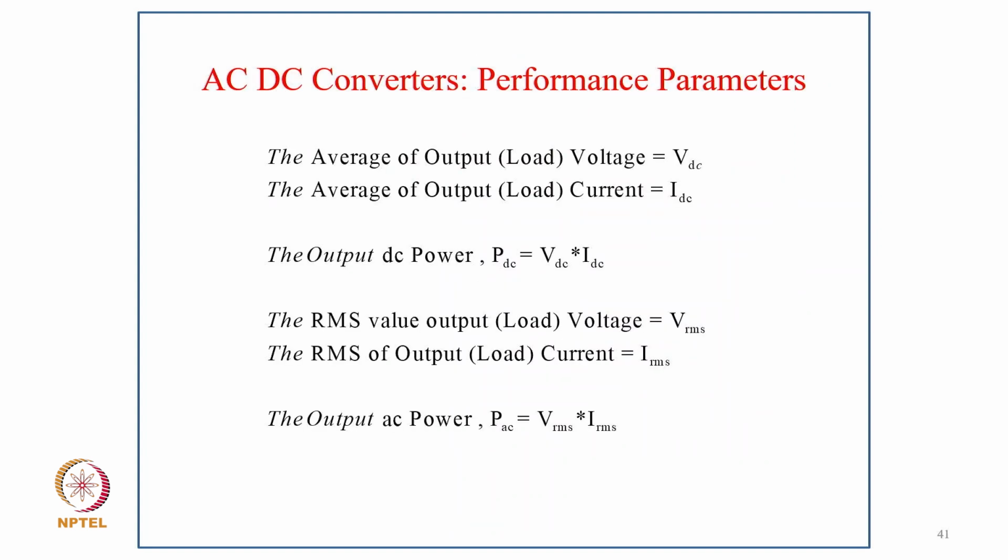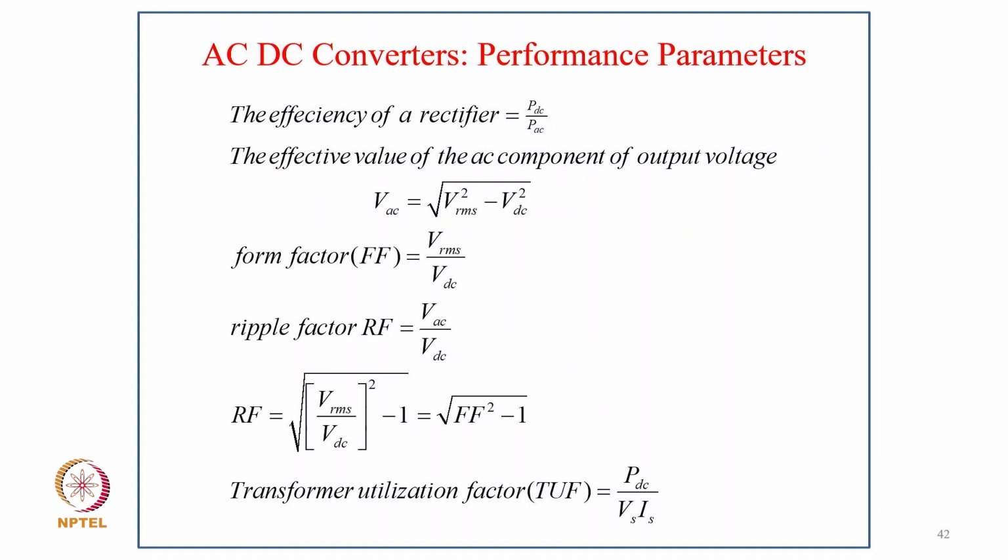Now coming to analysis and performance parameters of these AC to DC converters. The average output voltage is VDC and the average output current is IDC. Then the output DC power is PDC equals VDC times IDC. The RMS value of output load voltage is VRMS and the RMS output current is IRMS, and the output AC power PAC equals VRMS times IRMS. Then the efficiency of the rectifier is PDC divided by PAC, and the effective value of the AC component in the output DC voltage is VAC, the square root of VRMS squared minus VDC squared.